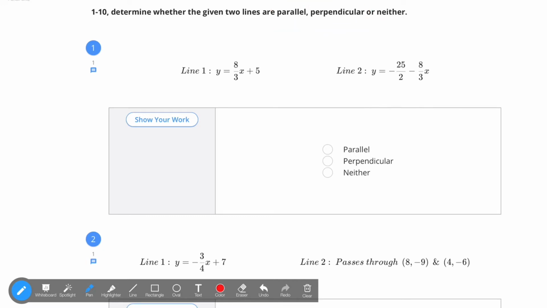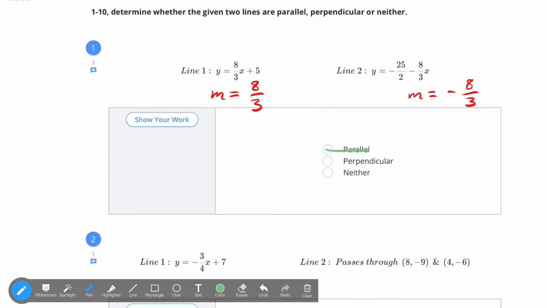Line 1 is y equals 8 over 3x plus 5. The slope for line 1 is 8 over 3. Line 2, y equals negative 8 over 3x minus 2. The slope for line 2 is negative 8 over 3. 8 over 3 and negative 8 over 3 are not the same, so they are not parallel.